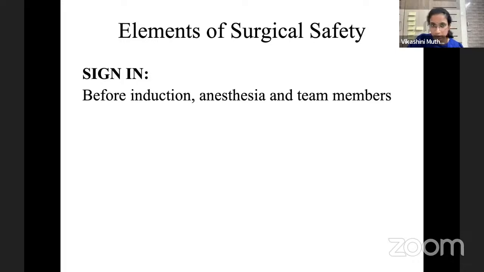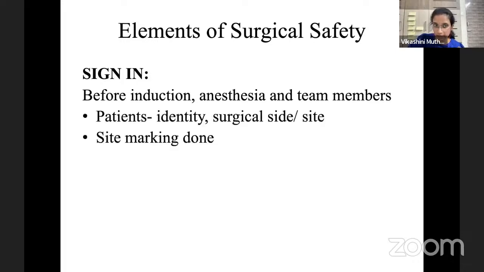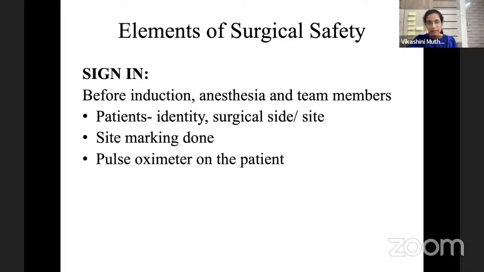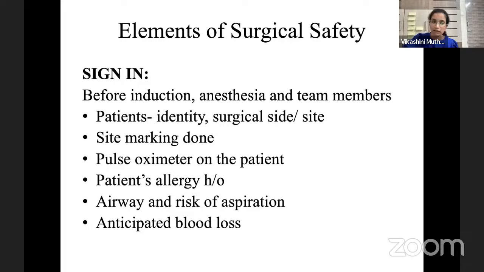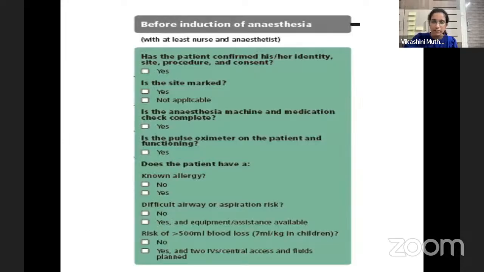It should be checked at least with the nurse and the anesthesia team members, where the patient's identity and surgical site and site marking, everything has been confirmed and done. You should check whether the pulse oximeter is present on the patient and is functioning or not. That's it. It's not asking for the oxygen saturation directly. It just asks you whether you have put the pulse oximeter on the patient. And then the patient's allergy history, like any specific concerns related to allergy history. And whether difficult airway or risk of aspiration is present. And what is the anticipated blood loss or risk of blood loss? So that is all that is given before induction, which is the sign-in phase.